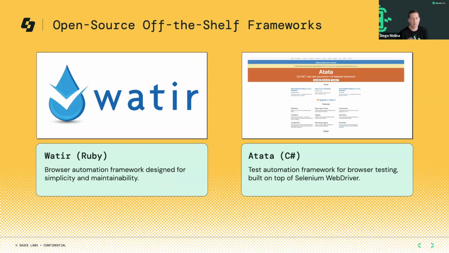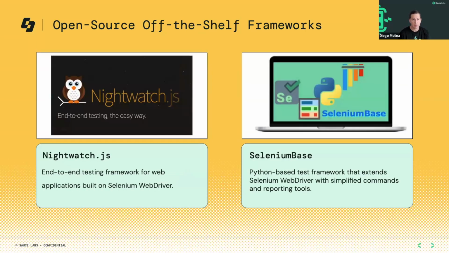These two are basically the same thing I was talking about, but Watir is made for Ruby and Atata is made for C#. So if you are looking to do testing in those languages, these are my recommendations. But for Ruby, I have one more recommendation that I will get to in a moment. And these two are also projects in the ecosystem that are being used.